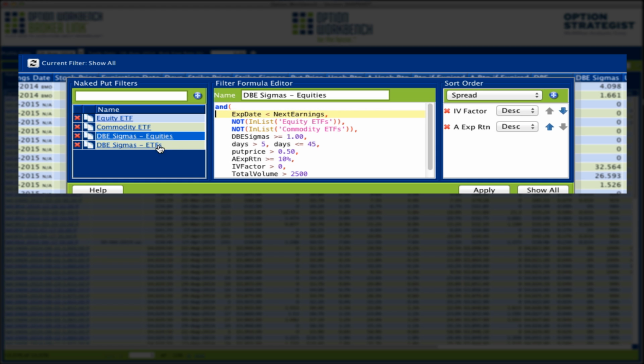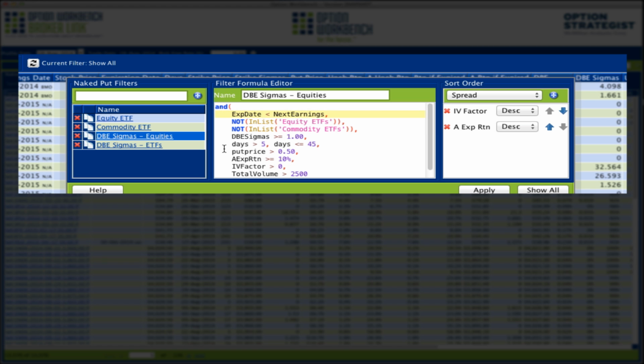Now this one is for equities. I have another one for ETFs, so that one's a little bit different. On the first line here, I'm putting together the first line is the and. So I'm putting together all these criteria, and I want them all to be met in order for a naked put to be able to be considered for a trade.